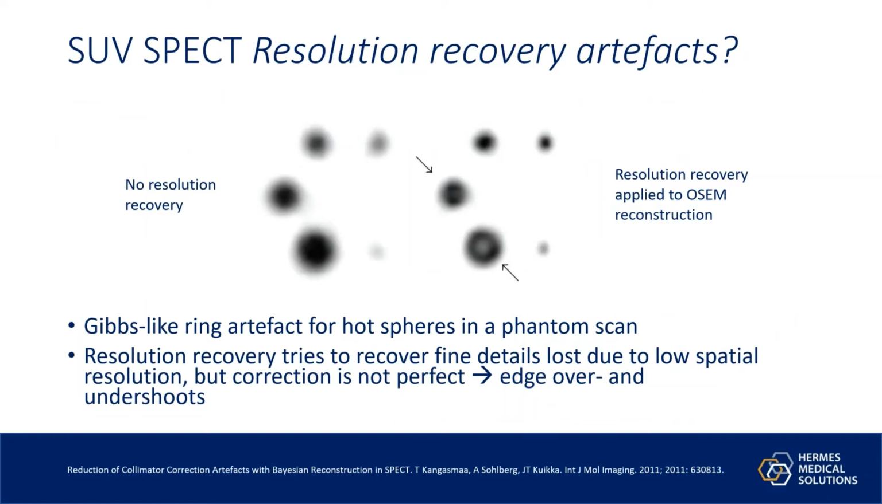Okay, but you might say, doesn't resolution recovery cause artifacts in the image? What about these Gibbs-like ringing artifacts that you see, especially for the hot spheres in a cold phantom setup? Yes, that can happen, and this happens because resolution recovery tries to recover the fine details lost due to low spatial resolution, but that correction is not perfect, and if it hits a high contrast edge in nuclear medicine, you can get these over and undershoots. You can see there in the images, the 2 arrows indicate where you've got this kind of ring and then a lower area in the middle that has been caused by this resolution recovery. And this is on OSEM reconstruction.